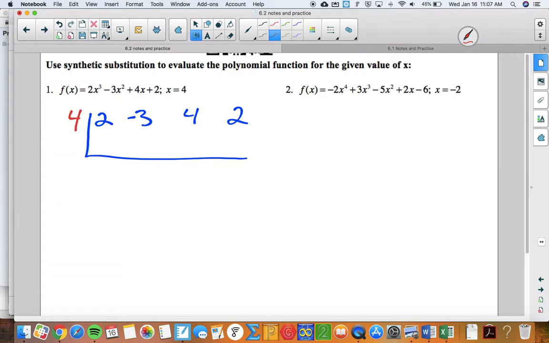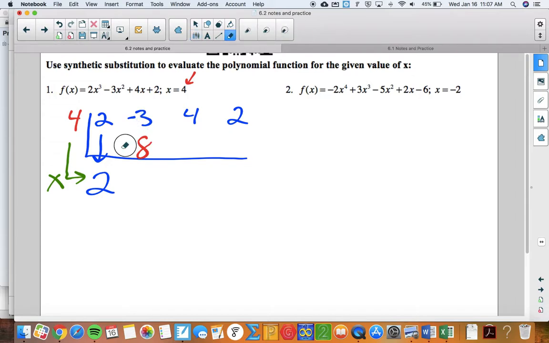The number that we would substitute in for x comes out in front. First process is to drop down the leading coefficient, which is 2 here. And now we multiply. We're always taking this value and multiplying it with this row. So 4 times 2 is 8. And then we add negative 3. So then we're always adding these 2 rows. Negative 3 plus 8 is 5.